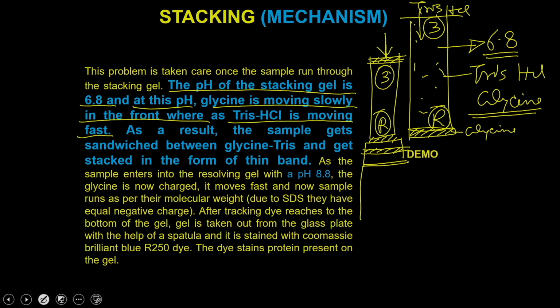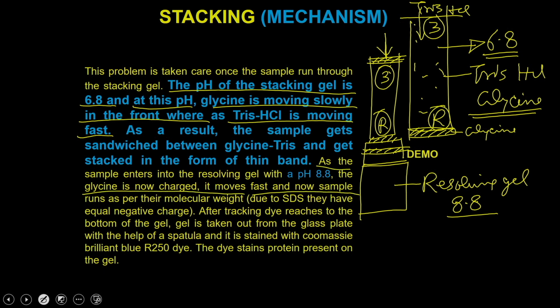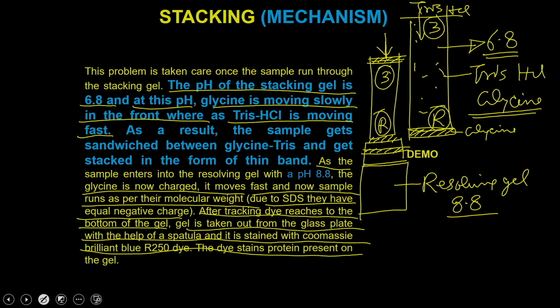As soon as they enter the resolving gel, which has a pH of 8.8, the glycine is now charged and moves fast. The samples now run according to their molecular weight, because the SDS provides them an equal negative charge. After the tracking dye reaches the bottom of the gel, the gel is taken out from the glass plate with the help of a spatula and stained with Coomassie Brilliant Blue R250. The dye stains the proteins present on the gel.